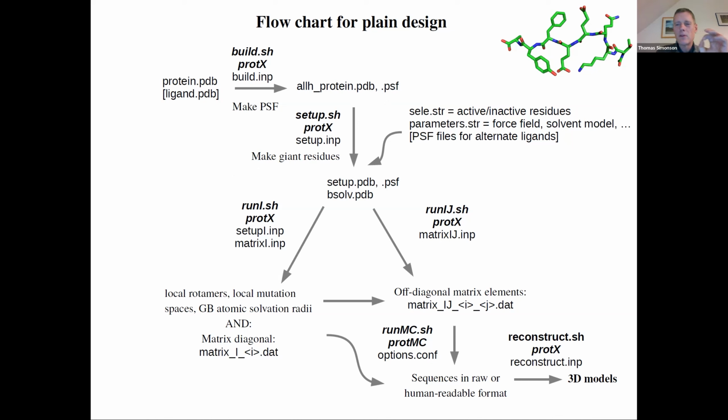Then you go into a setup phase where you've picked a few positions you're going to allow to mutate. Could be the whole protein, or it could be a few positions in an enzyme active site. Okay, I'll give an example later. For these mutating positions, we put all the side chain types there with all their rotamers, something we refer to as giant residues.